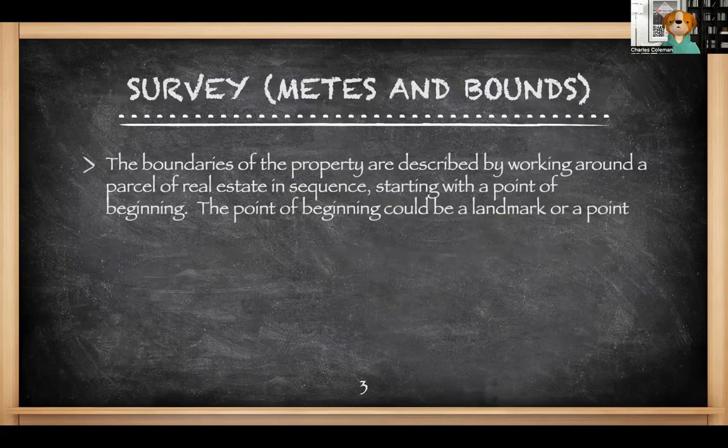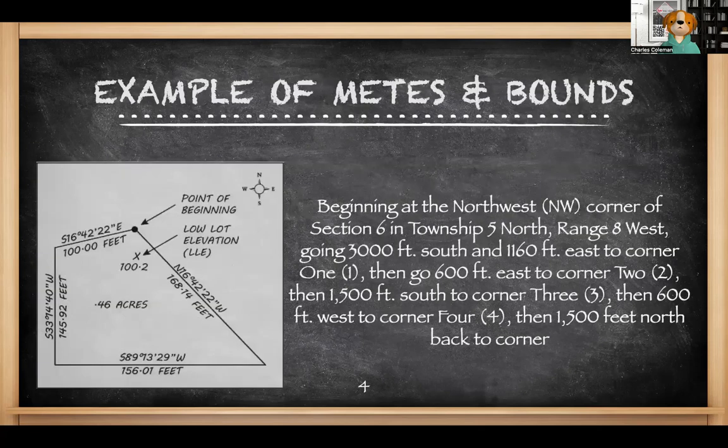One of the methods that we will use will be a metes and bounds survey. And this is a boundary around the real estate with a starting point known as the point of beginning. And the point of beginning could either be a landmark or a pin in the ground to where this is your starting point. And then from here, they create this treasure map.